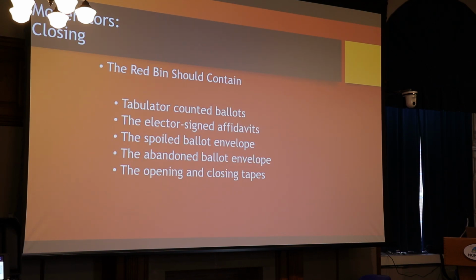So here's the slide that I want everybody to memorize if you're a moderator. The red bin should contain the tabulator counted ballots, the elector signed affidavits, which are going to be found back here, right? We're going to pull all these affidavits out after we've checked them all. We're going to put them in with the ballots in the red bin. Any questions about that? Nope? Okay, good. Spoiled ballot envelope, the abandoned ballot envelope, and the opening and closing tape reports from the tabulator.